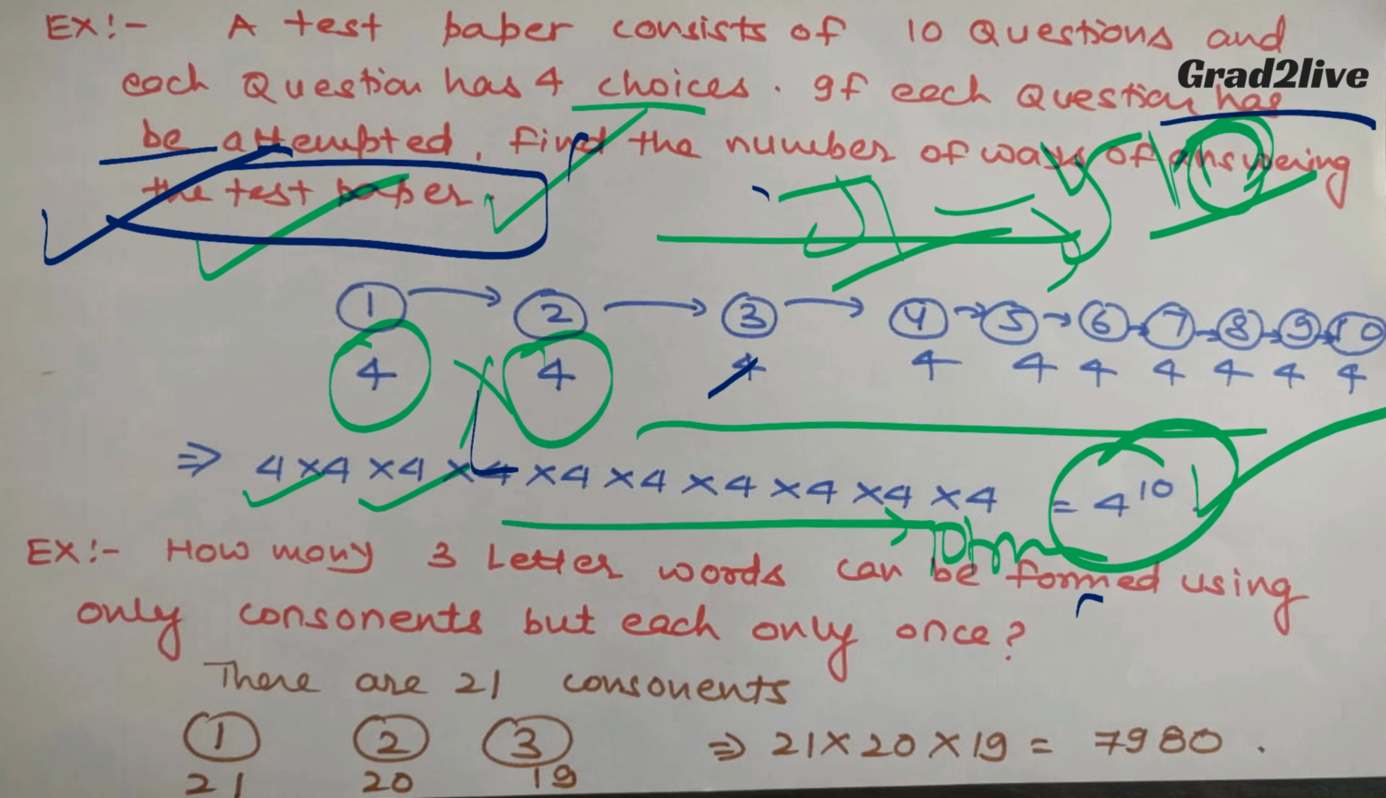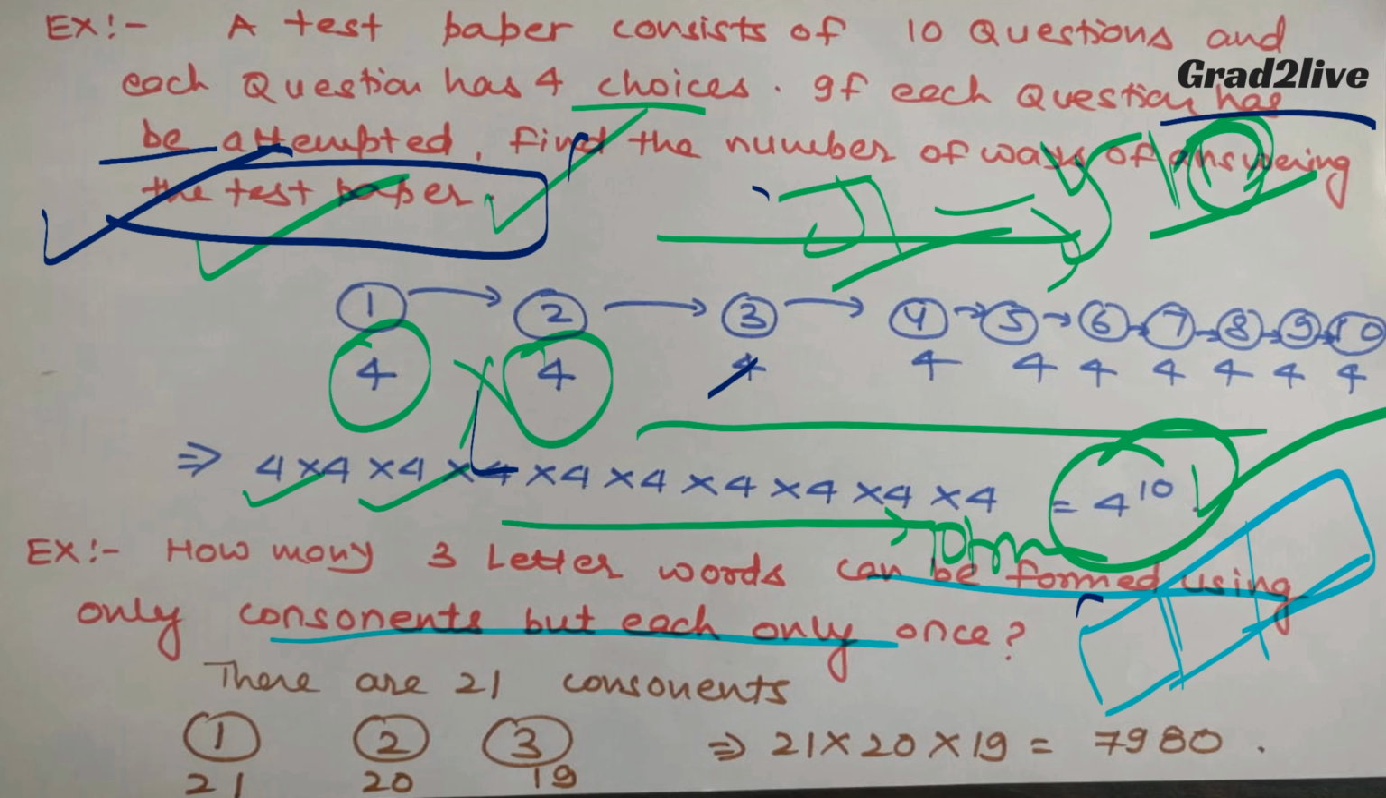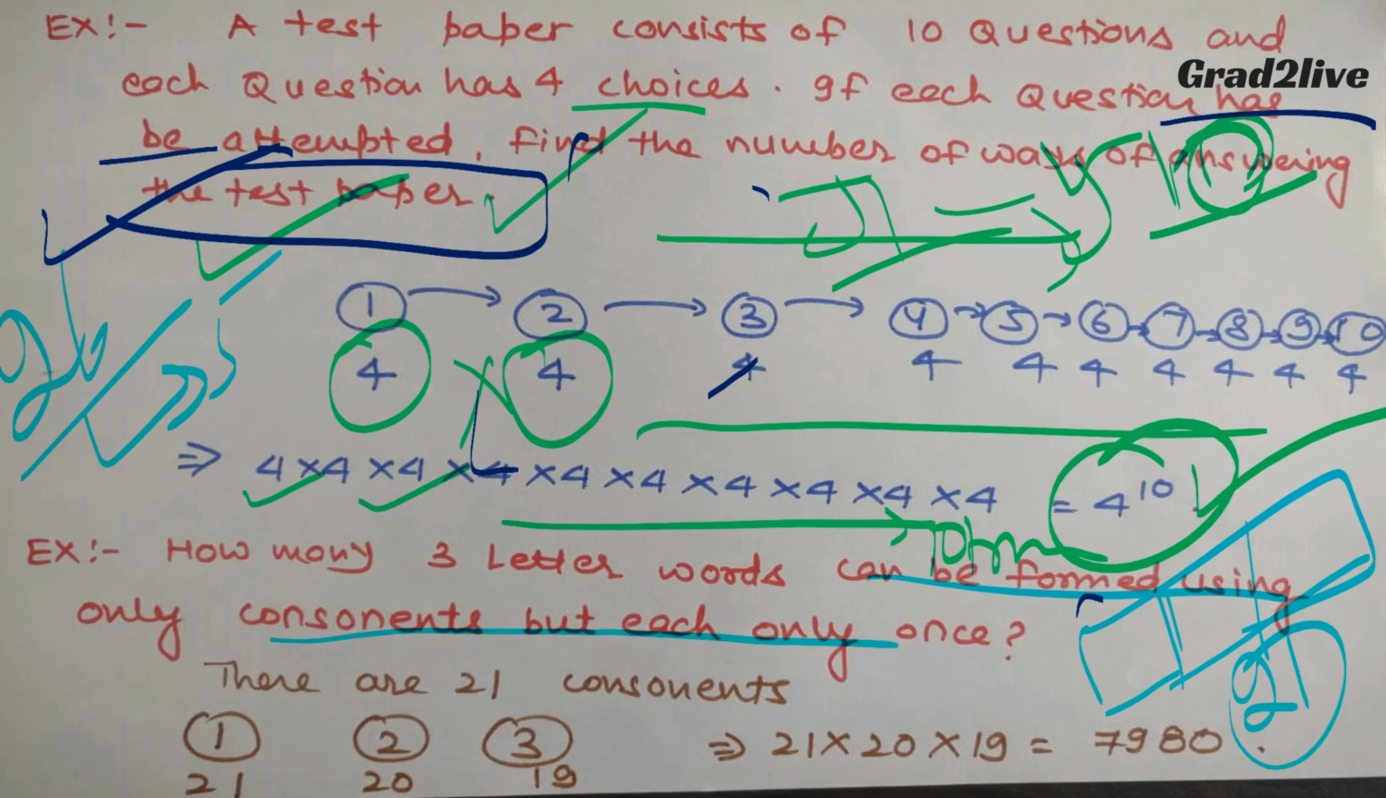Now the second question is, how many three-letter words can be formed using only consonants, but each only once? Means you have to form three-letter words, and you have to use only consonants. So how many consonants are there? 21 consonants, because total alphabets are 26. Out of that, A, E, I, O, U are vowels, so the remaining 21 become your consonants. And you cannot use one consonant twice in the same word. So there should not be any repetition of the consonant.